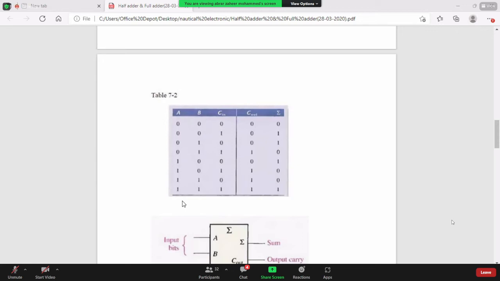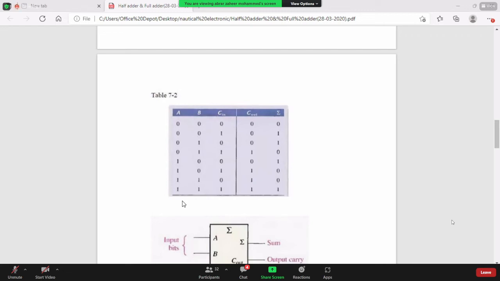Here we have three inputs, so how many combinations will we have? 2 raised to 3, that is 8, from 0, 0, 0 to 1, 1, 1. For 0, 0, 1, the sum is 1 and carry is 0. Next input is 0, 1, 0. For 0, 1, 0, sum is 1 and carry is 0. Next input is 0, 1, 1.